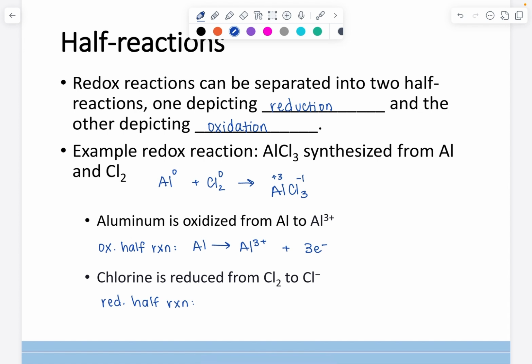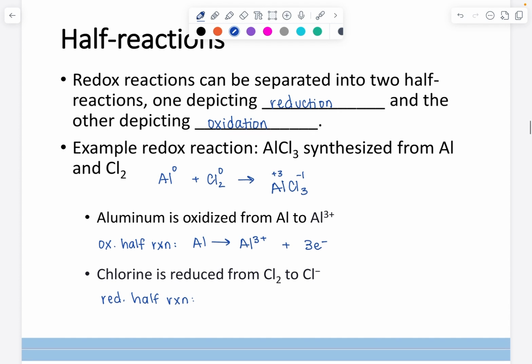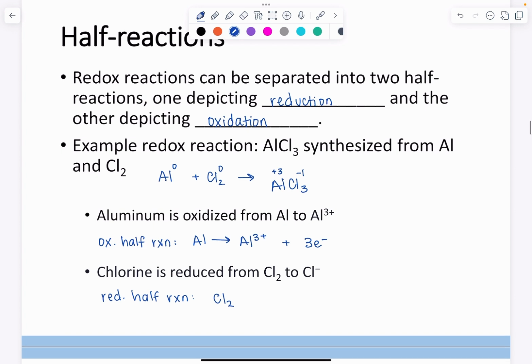Now we keep diatomics together, so chlorine will still be listed as Cl2. Notice that we separated aluminum from aluminum chloride when we wrote the half reaction, which we would do. We just don't separate the diatomics. Now chlorine's getting reduced. That means it's gaining electrons, and so electrons will be on the reactant side. Chlorine plus electrons is going to form Cl-.